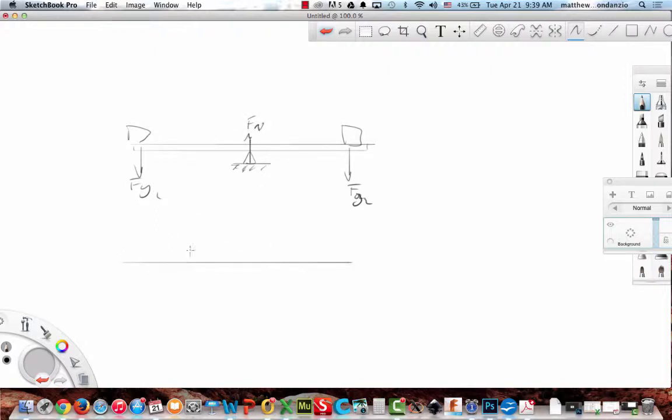So when I draw the free body diagram, I have one force, FG1, I have another force, FG2, and I have a normal force, FN. Okay? No force of gravity because it's no weight. There's no weight for the pivot point, correct? So there's no force of gravity down.